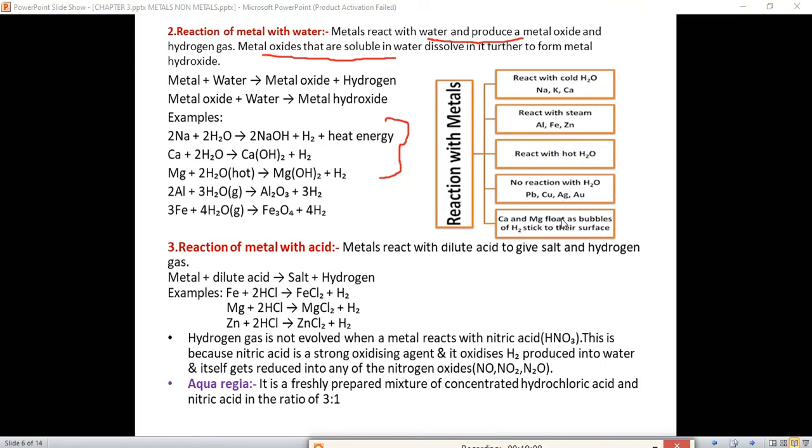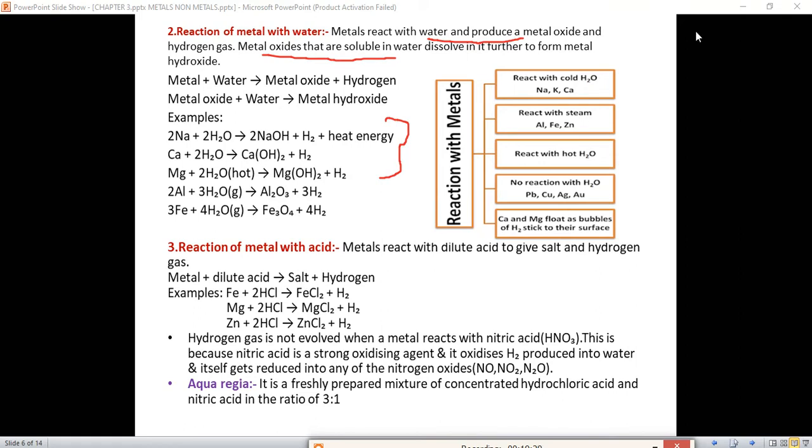Calcium and magnesium float as bubbles of hydrogen stick to their surface. Calcium and magnesium will react with water, and they will float as the hydrogen bubbles stick to their surface. Okay, so these are the different reactions of metals with water.